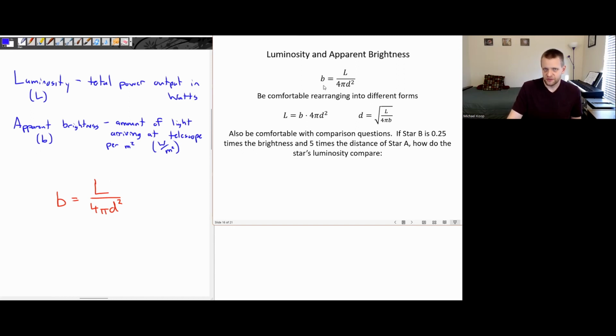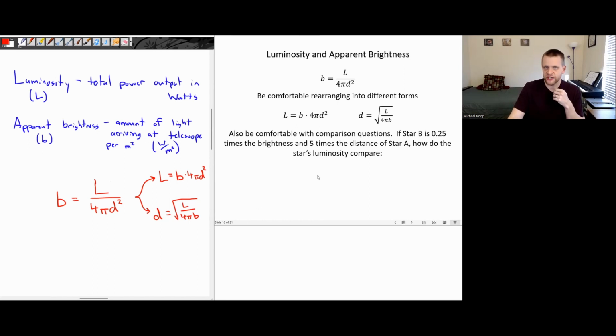We're going to see this equation rearranged in different forms. So it's good to be comfortable with being able to rearrange this into different forms. For example, I could rearrange this into luminosity is the brightness times 4 times pi times the distance squared, basically multiplying both sides by 4 pi distance squared. Or I could rearrange this and solve for distance. Distance is the square root of luminosity over 4 pi times the brightness.